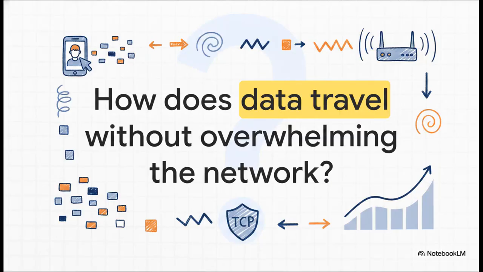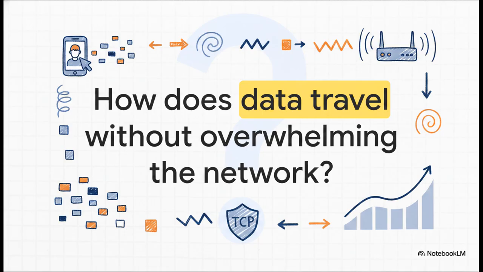Okay, let's dive into this. How on earth does data travel across the globe without just completely overwhelming the network? It is a massive logistical nightmare when you really think about it. You click a link, you download a file, stream a movie, you are demanding data. But if the network just dumped all of that data onto the connection at once, it would overwhelm the routers, drop packets everywhere, and essentially just break the connection.